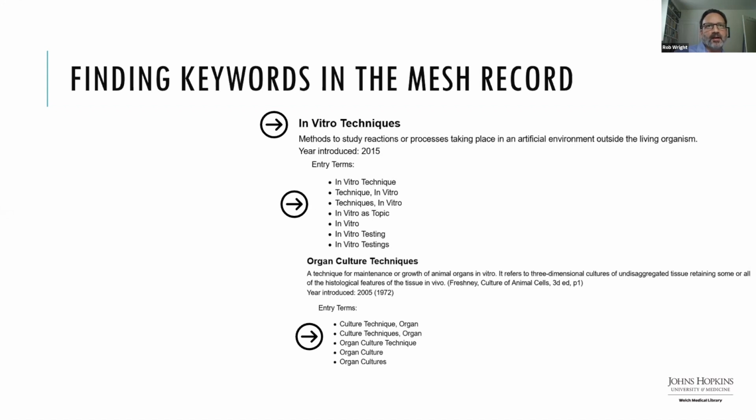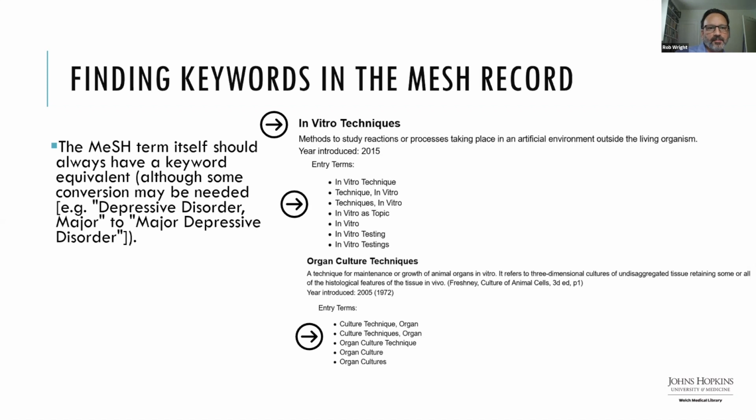So finding keywords, one of the sources for keywords, as I mentioned before, is the MeSH record. So MeSH records are awesome for finding the preferred terms, but they also have these entry terms, which are ways of telling the indexer, hey, you see these terms out in the literature, this MeSH term is probably appropriate for that paper. But let me back up a second and just say that the MeSH term itself should always have a keyword equivalent. So for instance, in vitro techniques, we're going to definitely include that in our search.